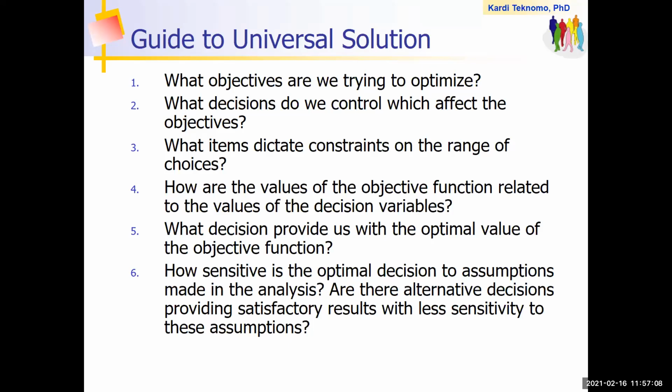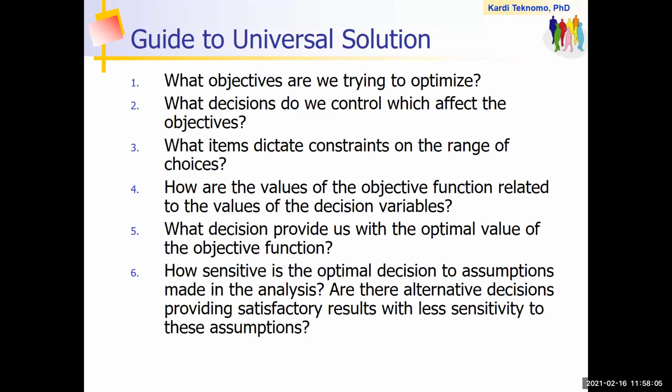Now, to guide you, these are the several questions that you will ask in creating a linear program. First, you need to find what is the objective that you want to optimize. Next, what are the decisions that you want to control that would affect the objective? The decisions you put into variables, so we call these decision variables. And then, what items dictate the constraints on the range of choices? That means you will have some constraints, and each constraint will have a certain range of choice. Next, how is the value of the objective function related to the value of the decision variables?